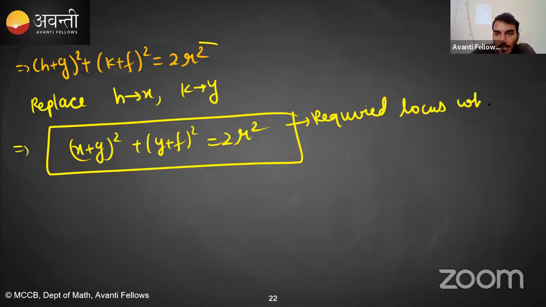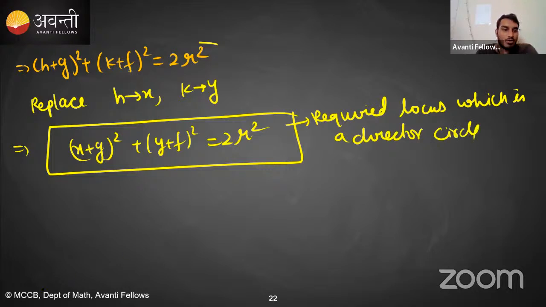Which is a director circle. Is this clear, everyone? Director circle, right? Okay. So what was the original circle? First, quickly tell me, from this locus we can easily understand that this is nothing but a circle only. So the center is (-g, -f), right? The center of the circle is (-g, -f), and the radius is the square root of this number, which is root 2 R, right?